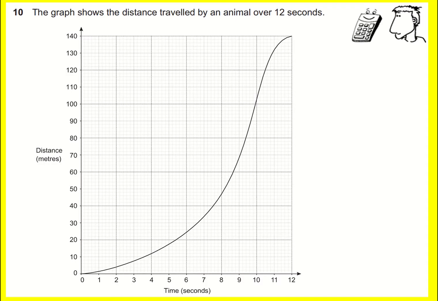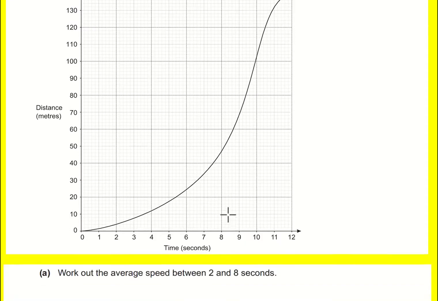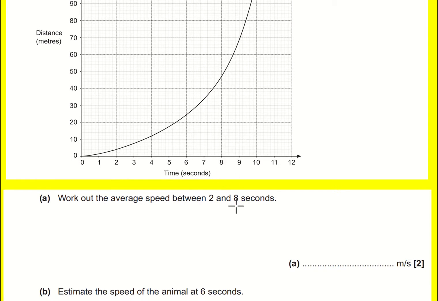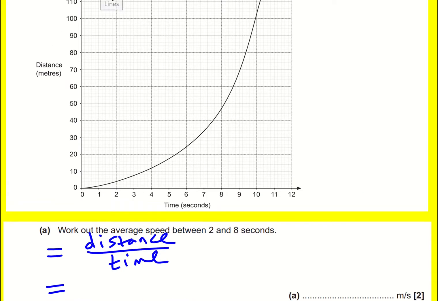Got a distance time graph problem here. Work out the average speed between 2 and 8 seconds. To do that, we'll work out the distance travelled divided by the time taken. It's essentially the gradient of, we should say, the chord between 2 and 8.